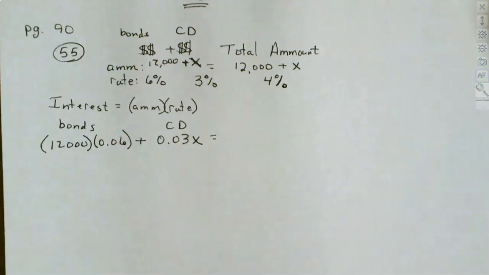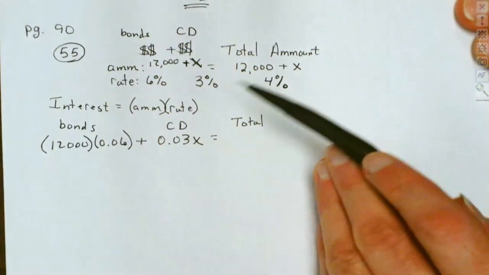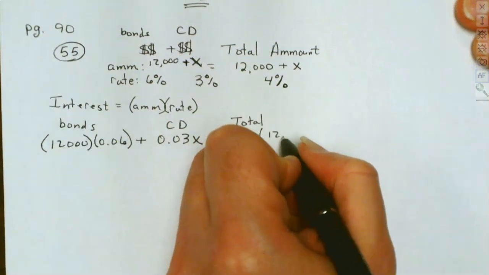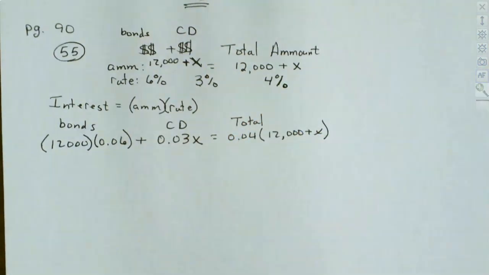Now what about the total? The total interest, well, that would be this part over here, and that's 4%, so that's 0.04. And that's going to be 12,000 plus X for my amount. It's going to make more sense once we do several of these. This is just the very first one. So we kind of drew our diagram so we would see what we've got. We put the pieces together. Now we have our equation, and we're going to be able to solve this, and then that value of X is going to be how much money we have in the CD.